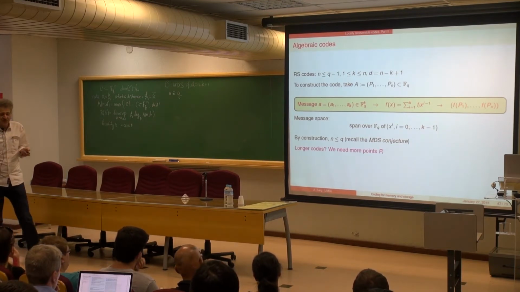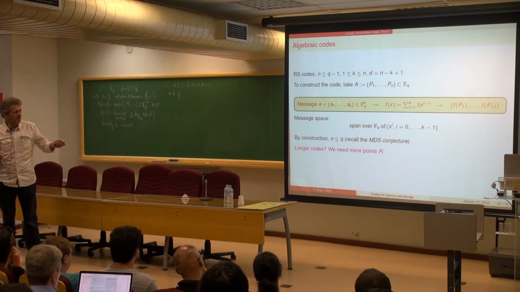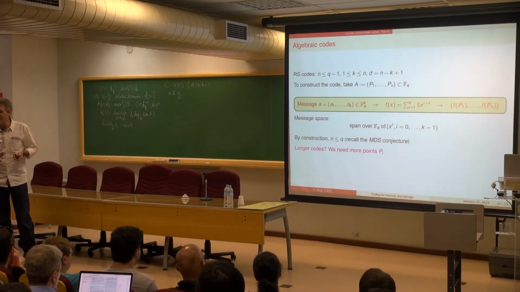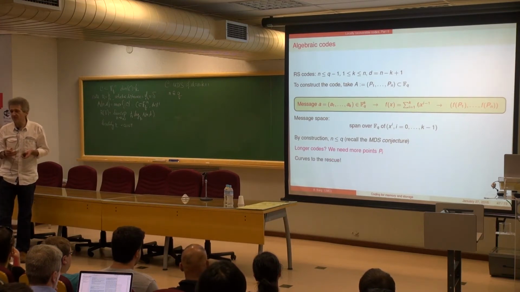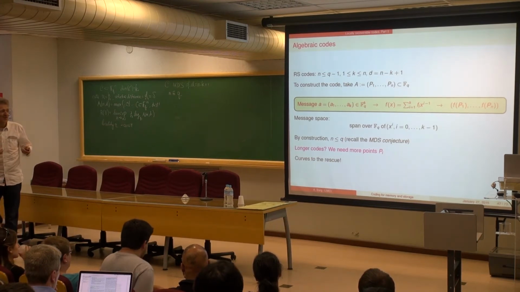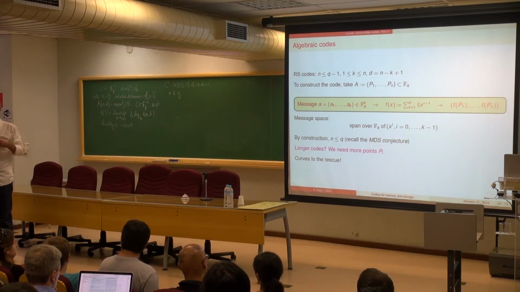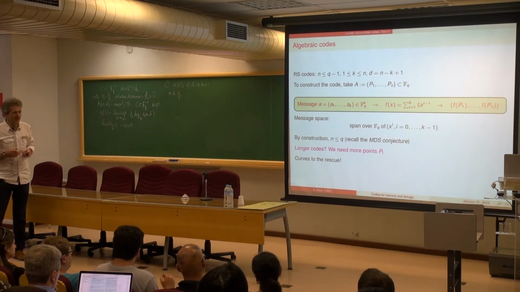So then, what if we want longer codes? Well, then we need more p's. How do we increase the supply of p's? Well, we take curves. What is a curve? Well, it's not possible to say exactly what a curve is, but what we can say is that then P will have more than one coordinate: x, y, or x, y, z. And so that is the idea.